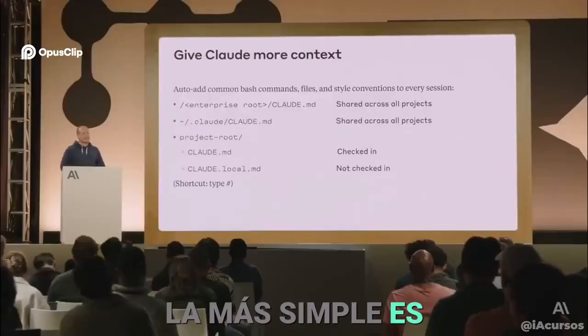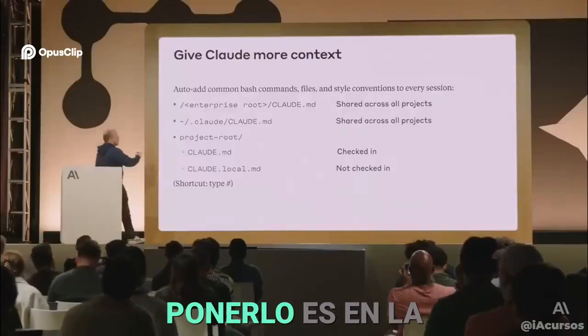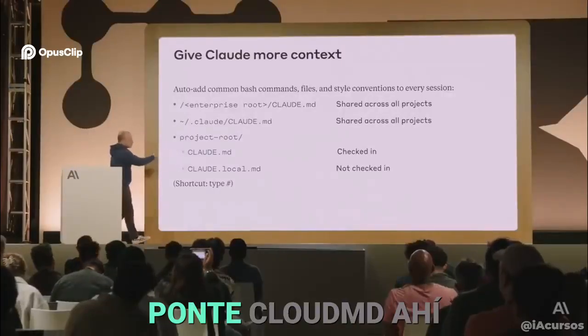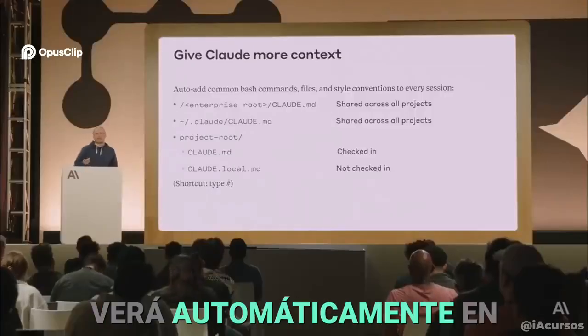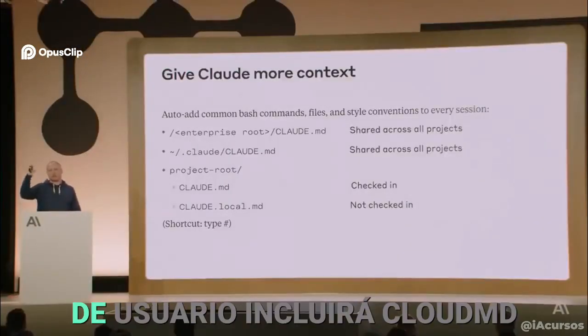There are different ways to do this. The simplest one is what we call Claude.md. Claude.md is the special file name. The simplest place to put it is in the project root. So in the same directory you start Claude in, put a Claude.md in there. And that'll get automatically read into context at the start of every session. Essentially, the first user turn will include the Claude.md.